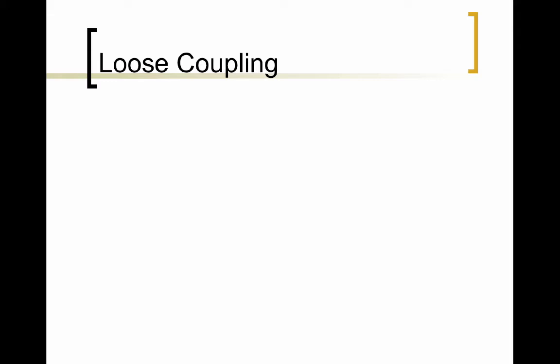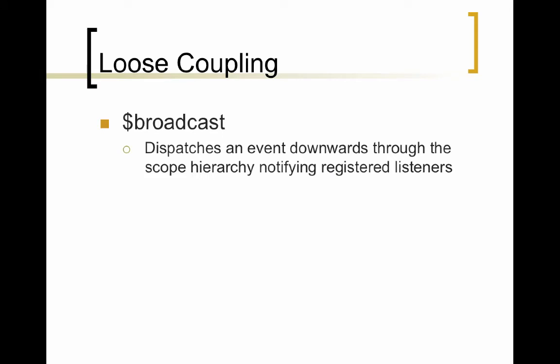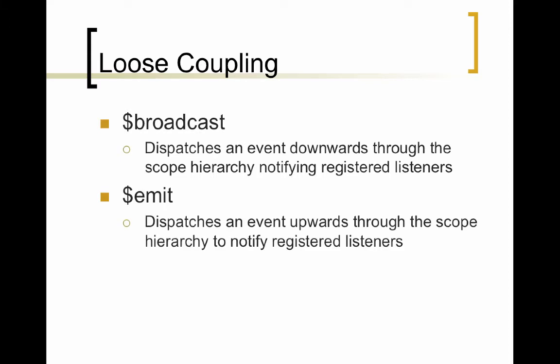There are various ways in which you can do this, and in Angular we've got two tools that we can use. One is called broadcast, which dispatches an event downward through the scope hierarchy, notifying any listeners that are downstream, that are children of the component that's doing the broadcasting. We've got the reverse of that called emit, which dispatches an event upward through the scope hierarchy, so children can communicate with parents. Both of these work. That's the method by which the information is sent. How it's received is by using an Angular method, on, which actually registers an event listener.